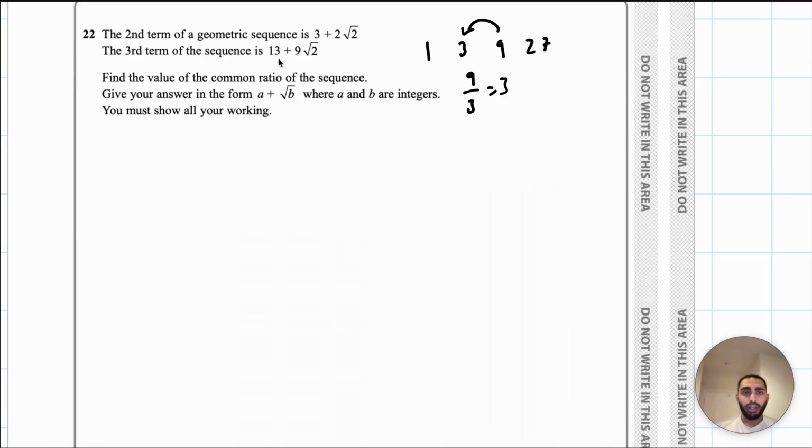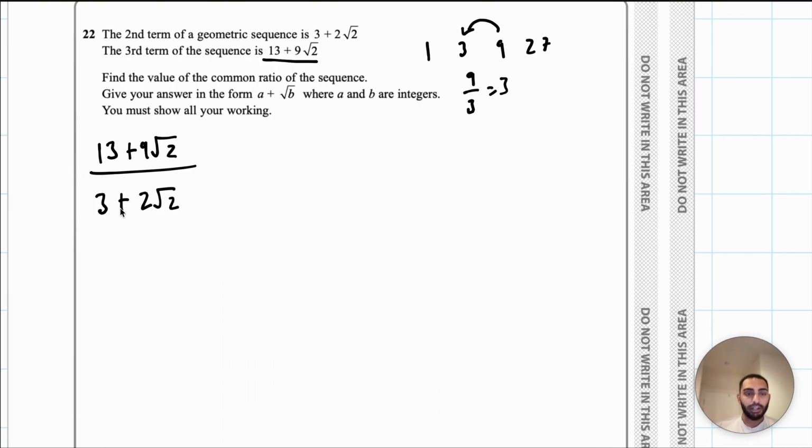So in this case, I'm going to do the third term divided by the second term. I'm doing 13 plus 9 root 2 divided by 3 plus 2 root 2. So right now, this is a little bit tricky because I've got surds on the top, surds on the bottom. I want to rationalize my denominator. Right now, I can't divide this easily, so I need to rationalize my denominator.